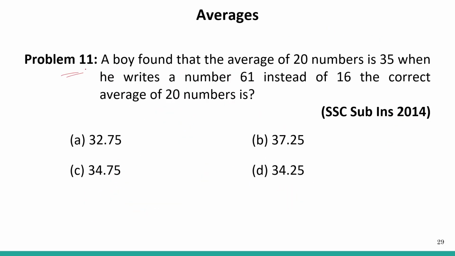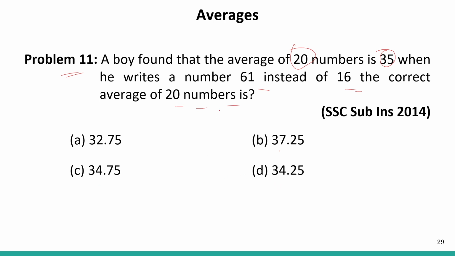So let's see problem number 11. A boy found out that the average of 20 numbers is actually 35. When he writes a number 61 instead of 16, the correct average of 20 numbers is what? Is it 37.25, 32.75, 34.75 or 34.25?